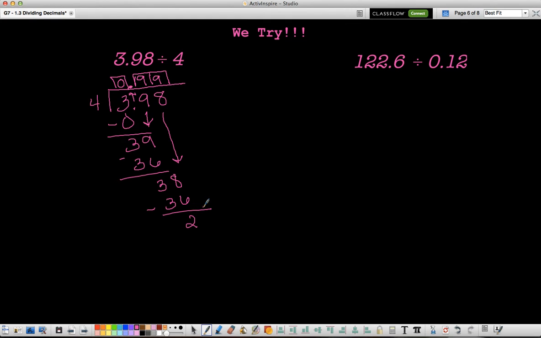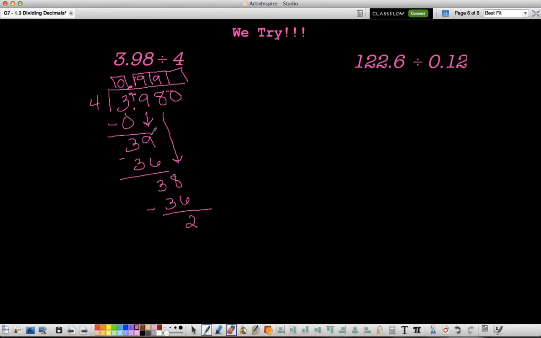When we're dividing with decimals, we don't just say remainder 2. We can add another 0 here because it doesn't change the value. So add another 0. That's a horrible looking 0. I apologize. Add another 0, and since we add another 0, we have to add another box.